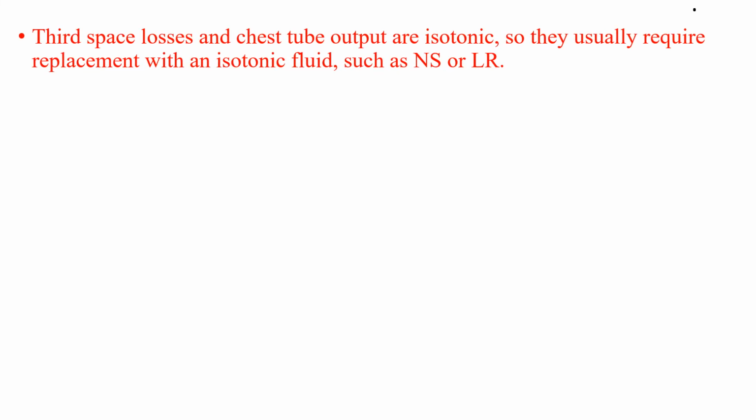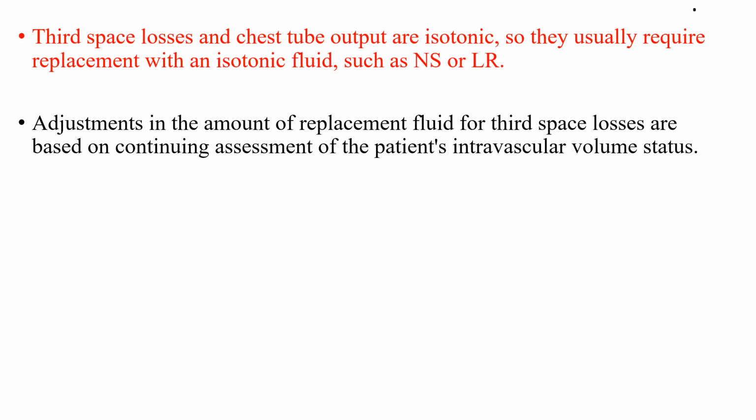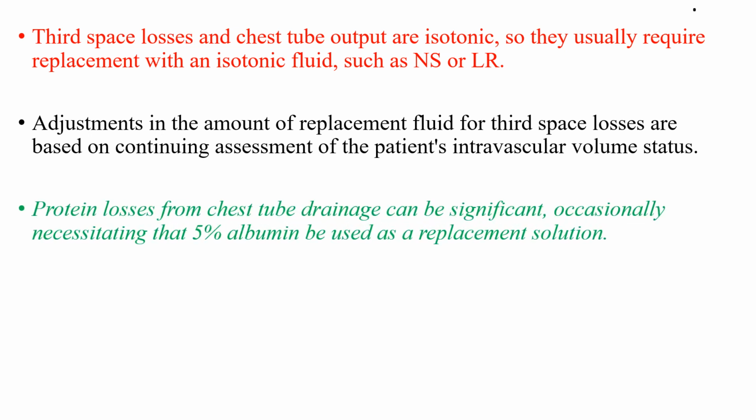Third space losses and the chest tube outputs are isotonic, so they usually require replacement with isotonic fluid such as NS or Ringer lactate. Adjustment in the amount of replacement fluid for third space losses is based on continuing assessment of the patient's intravascular volume status. Protein losses from chest tube drainage can be significant, occasionally necessitating the administration of 5% albumin, which can be used as a replacement solution.